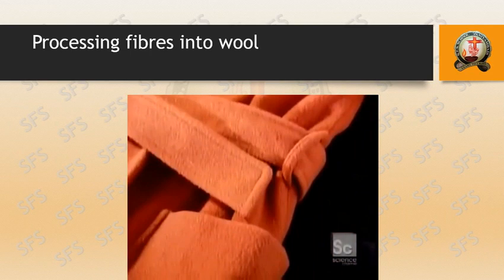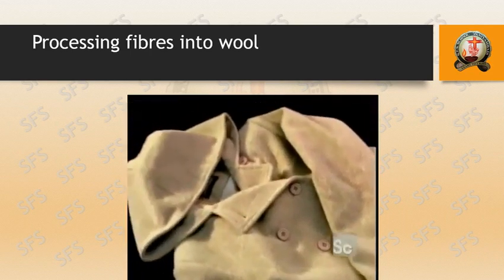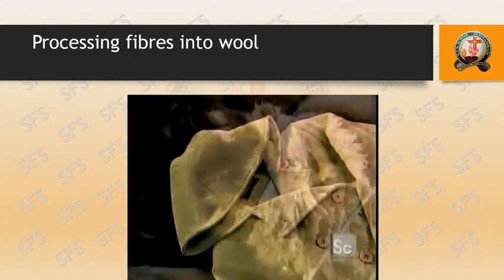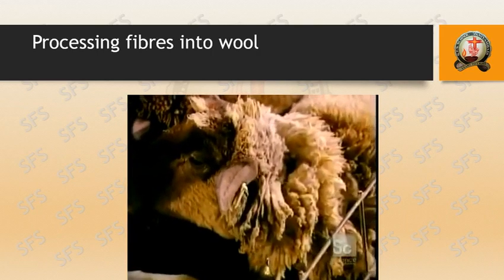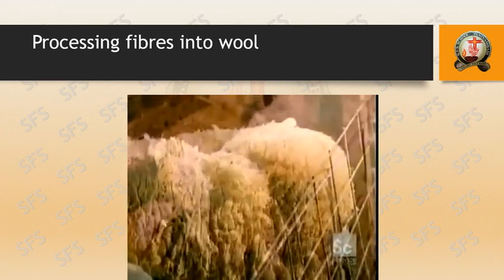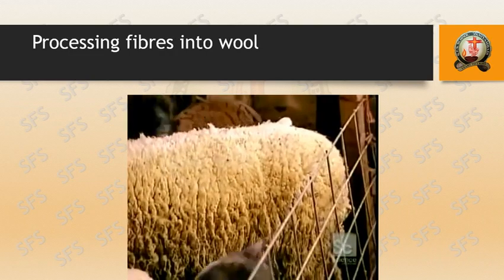Wool fabric is durable, wrinkle-proof, and holds its shape well. It absorbs moisture and insulates against heat and cold. That's why wool is ideal for clothing like sweaters and coats.